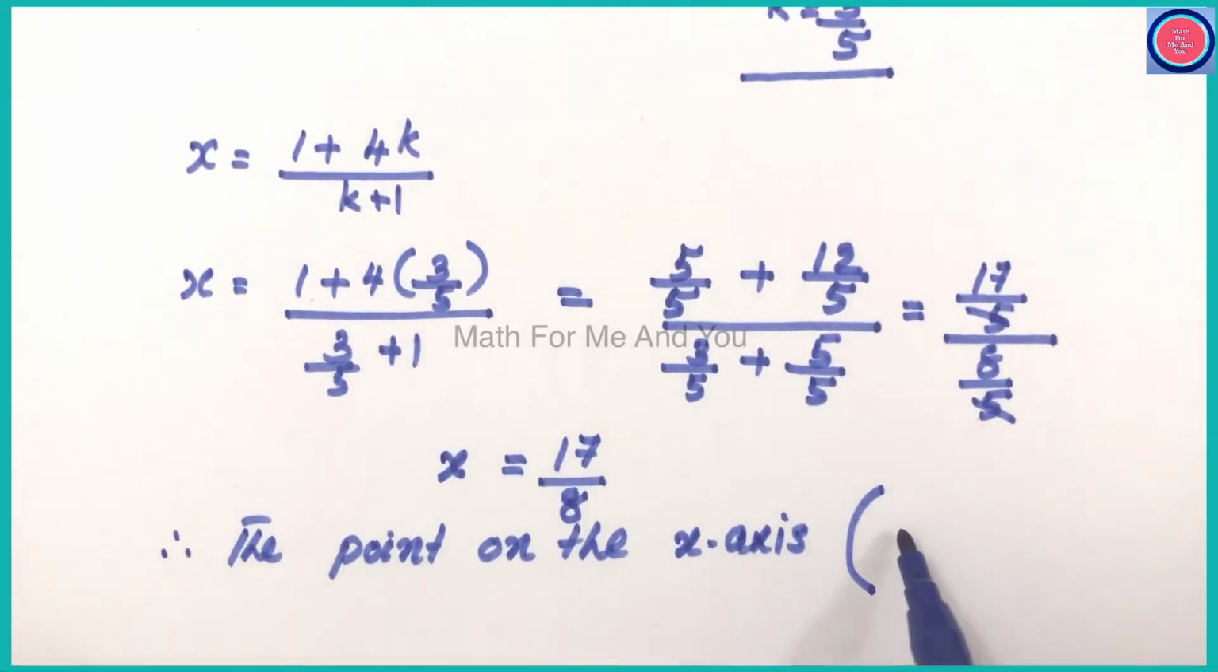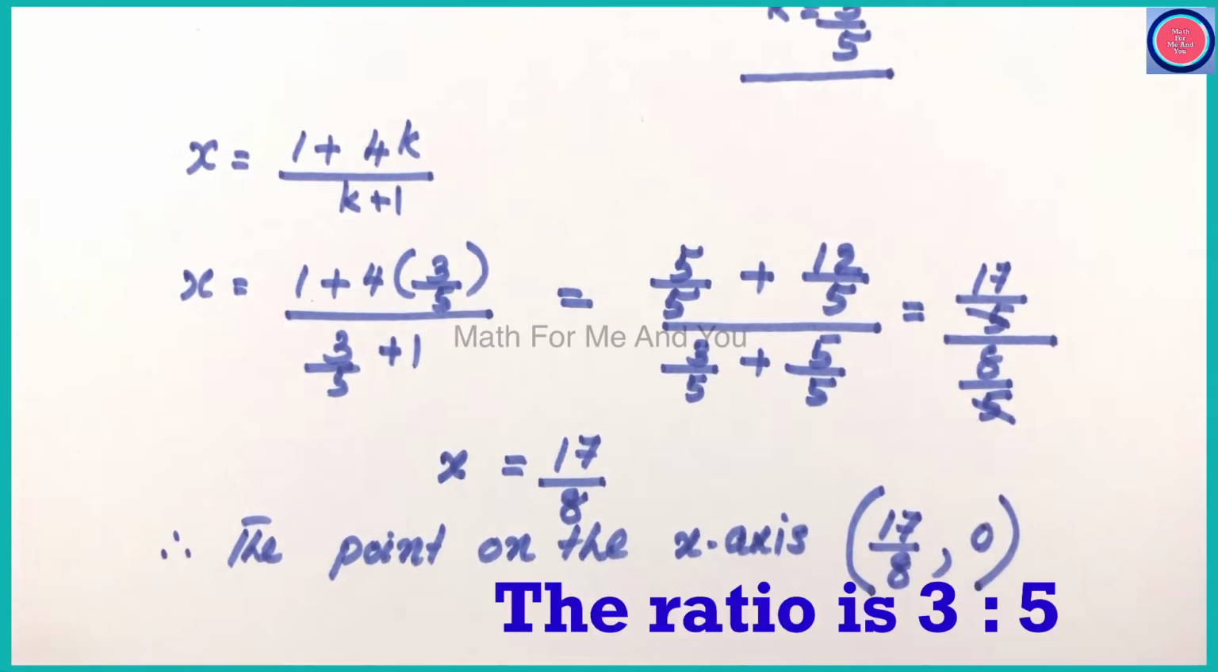So we have our answers ready. The point on the x-axis is 17 over 8, 0. And already we got the ratio as 3:5.